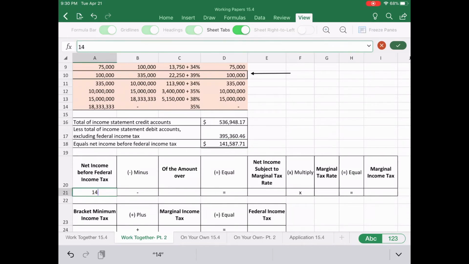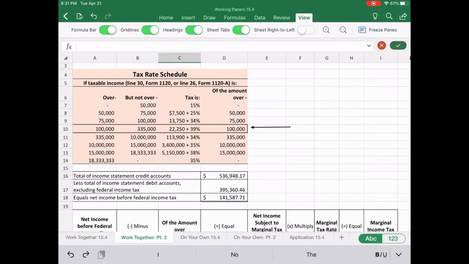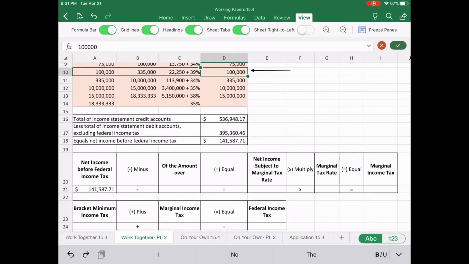141,587.71. Okay, that's just my minus sign. Skip over that. Of the amount over, we come up to my chart on that row that I said we use. Of the amount over amount is 100,000.